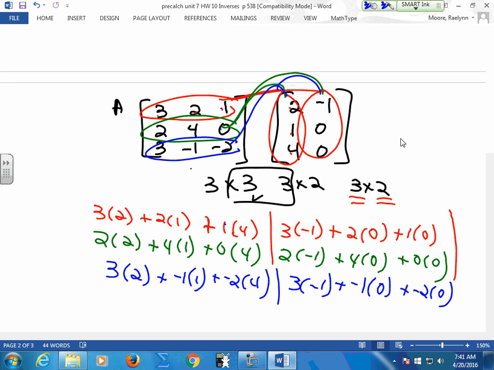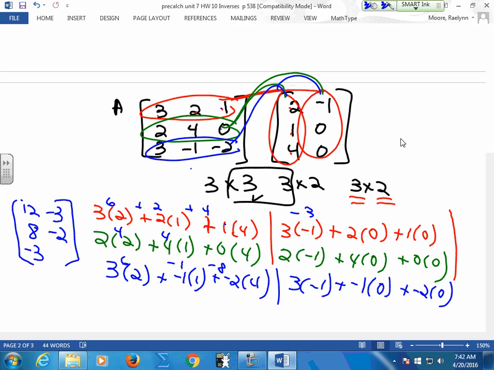Now, if you want, just put this whole thing in your calculator so that it will add them. So 6 plus 2 is 8, plus 4 is 12. Remember, we're going to get 3 rows, 2 columns. Negative 3 and 0, 0. 4 plus 4 plus 0. Negative 2 plus 0, 0. 6 minus 1 minus 8. Negative 3 and negative 3. There's your result.